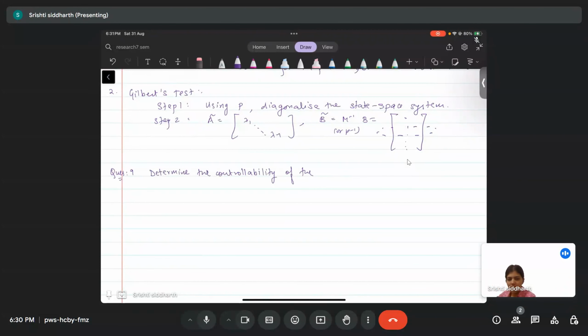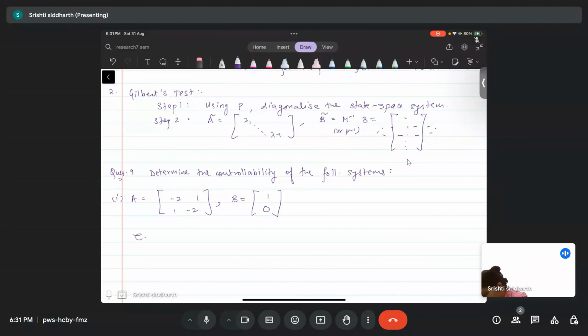So for controllability, we just need the matrix A and the vector B, or the matrix B. So determine the controllability of the following systems. Alright, so the first one is the second order system. We have the matrix A and B. Let's see. A is [-2, 1; 1, -2], and B is [1; 0].